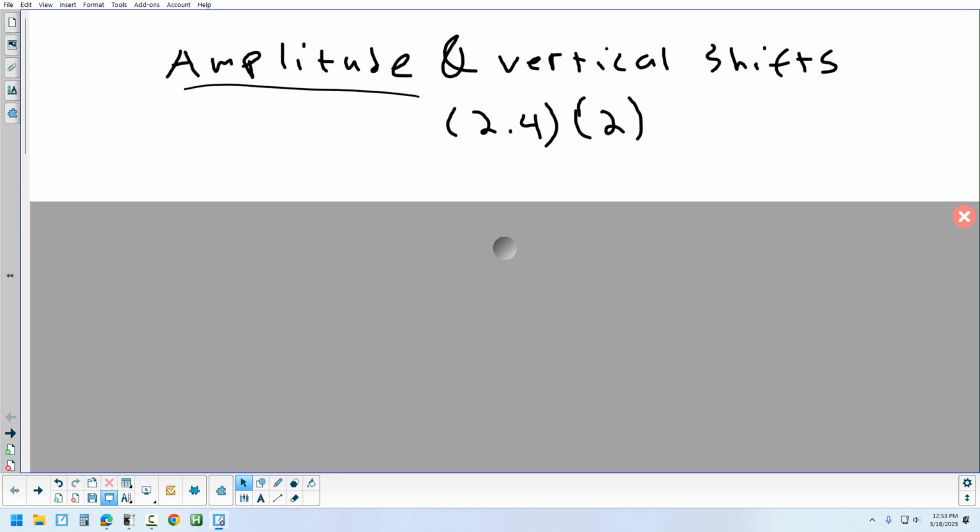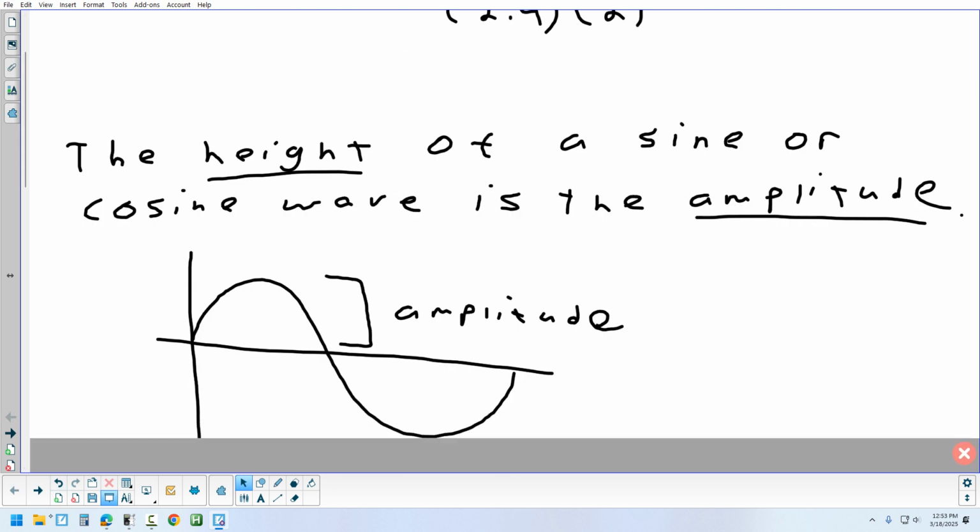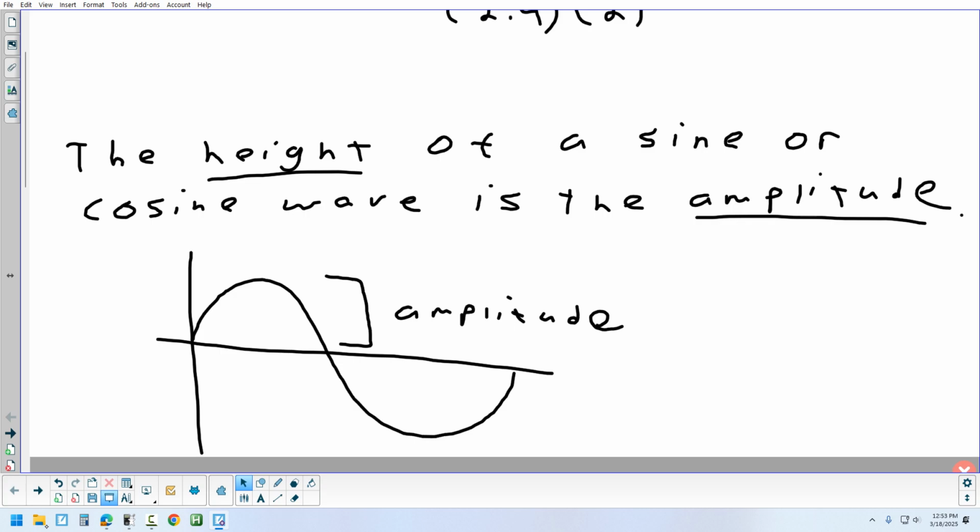So we're going to do one shift, one stretch. All right, so the first thing is, when we are talking about stretching a wave taller or compressing it shorter, we're basically going to be changing the height of the wave. So when I talk about the height, what's the word we're going to use? It's called the amplitude. Okay, the amplitude is the height of the wave. Sine wave or cosine wave.